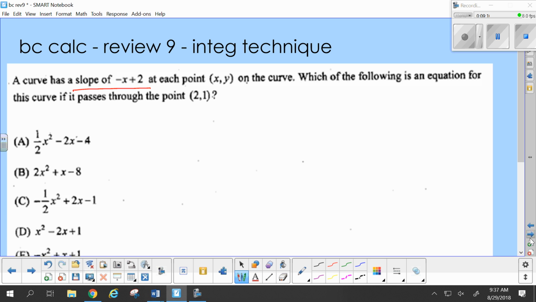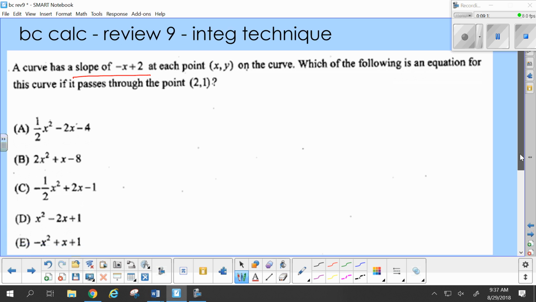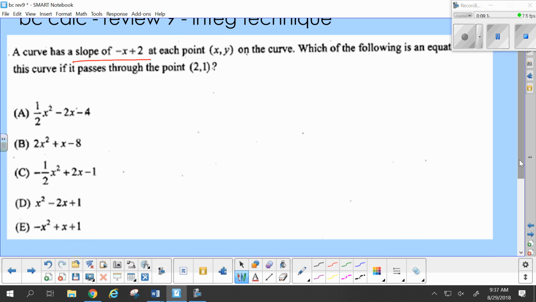Actually, let's do this on two different levels. Test strategy. Okay. Which of these, just looking at them, has a possibility as an answer? Which could have a slope of negative x plus 2? Which has a chance and why? Talk to me, people. C. C is the only one that it could be because it's the only one. What?